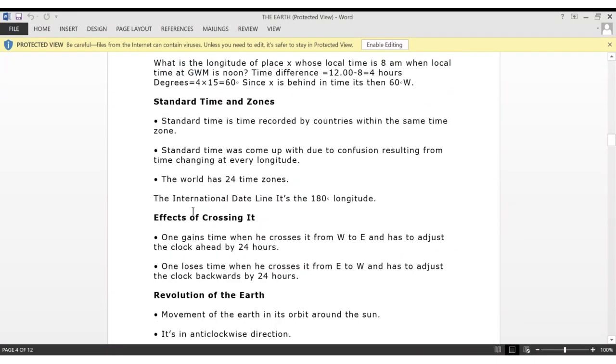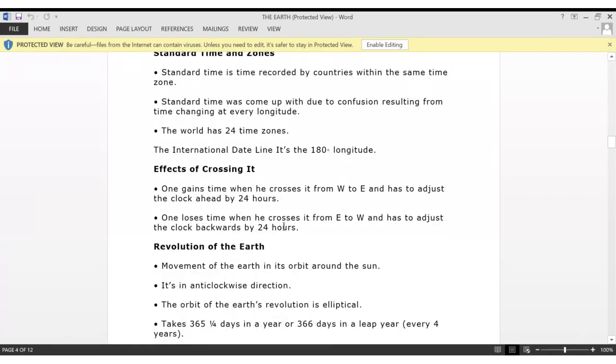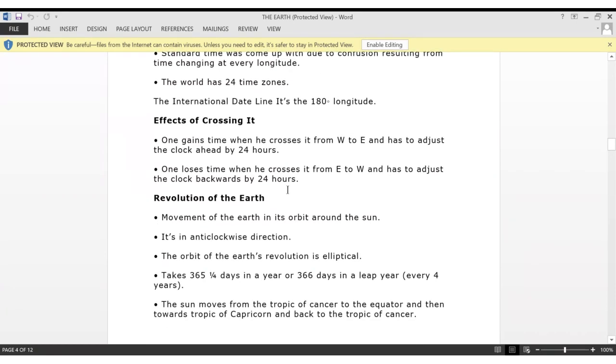I want to talk about the standard time zone, whereby the standard time zone is recorded by countries within the same time and the same zone. So the world has 24 hour zones, and remember that the effect of crossing it is that one gains time when he crosses it from west to east and has to adjust the clock ahead by 24 hours. One loses time when he moves from east to west and has to adjust the time backwards.